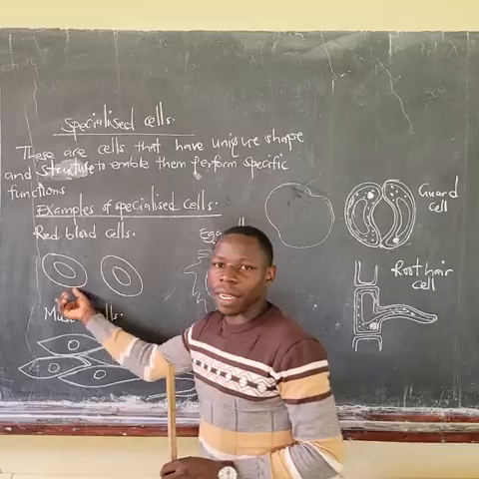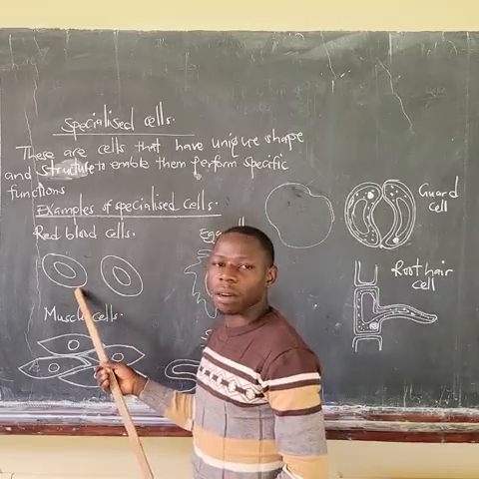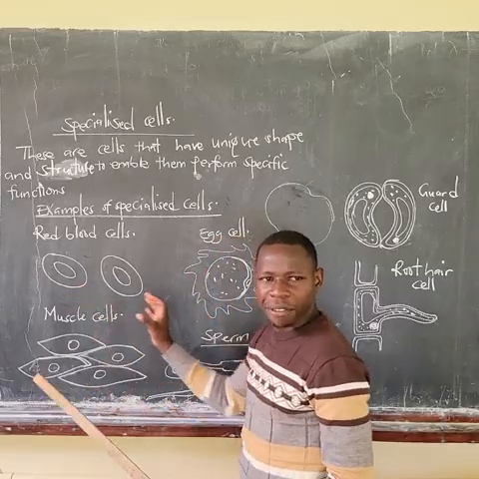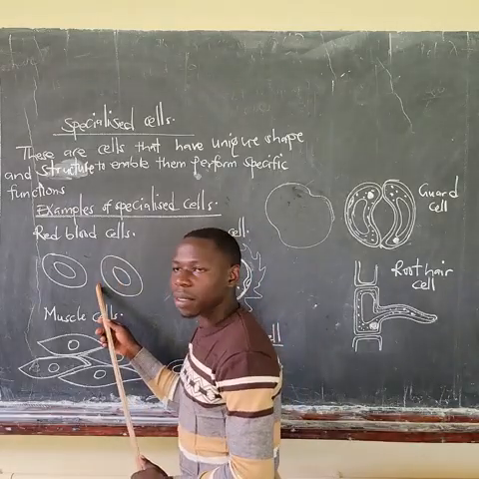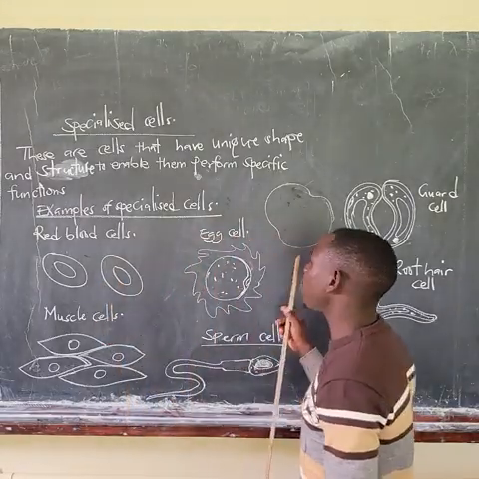But look now at the structure of a red blood cell. It has a biconcave shape, as you can see. What is bringing about this difference?